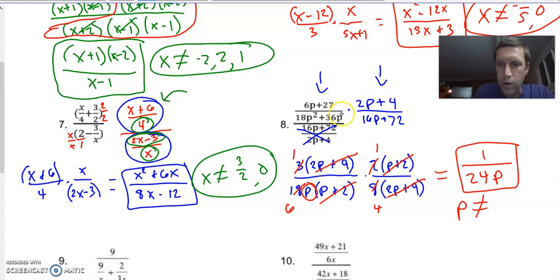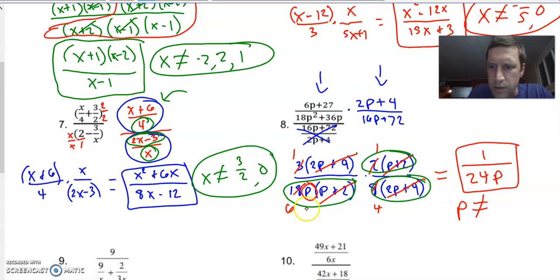p cannot equal, let's see, so restrictions, 0 and -2. -2 again from that second numerator, and then the second denominator, -9/2.